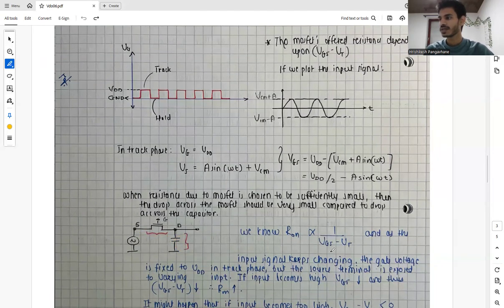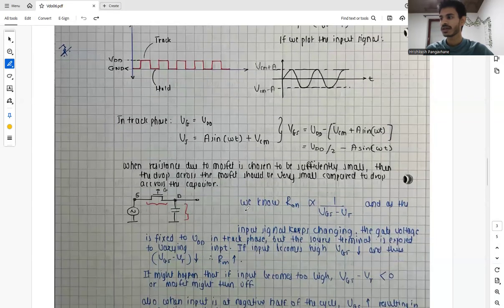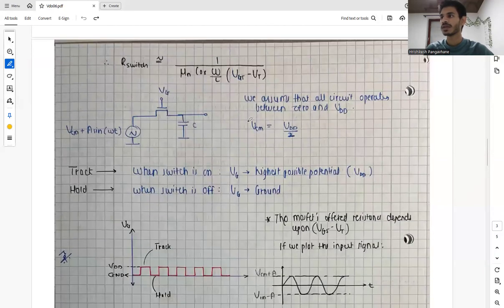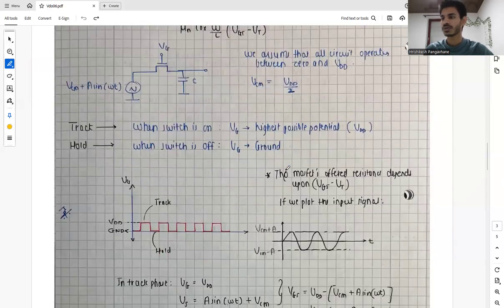So we know R on is inversely proportional to VGS minus VT. And as the input signal keeps changing, the gate voltage is not constant, right? This input signal keeps changing between VCM minus A and VCM plus A. So the source terminal is exposed to a varying input. And if the input becomes very high, then VGS decreases. How? VGS is basically dependent on the input. So if input goes up, VGS goes down. So if input becomes high, VGS becomes low, and thus the value of VGS minus VT also goes down. And if VGS minus VT goes down, the resistance offered by the switch goes up.